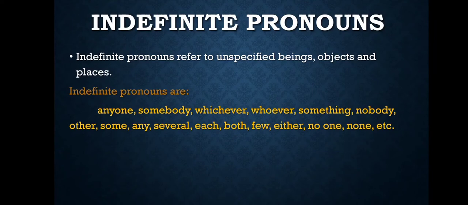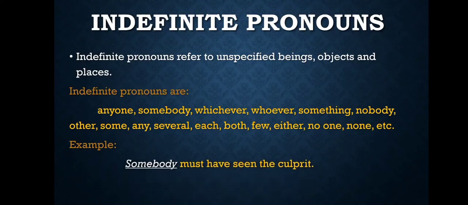So all of these words are indicating unspecified beings, objects, and places which are not clear. You are not clearly mentioning any object in that, so these are indefinite pronouns. For example, somebody must have seen the culprit. So here somebody is giving us an idea about any object. It could be a person, any man or woman, but it has some unspecification to reveal who has seen the culprit. So this somebody is an indefinite pronoun.